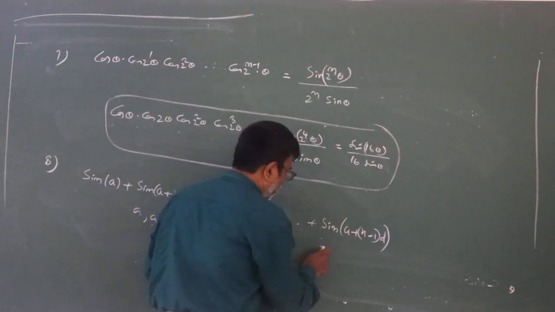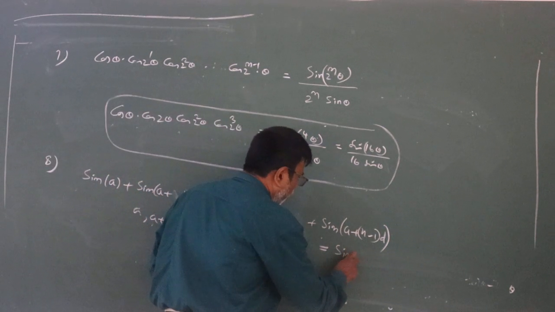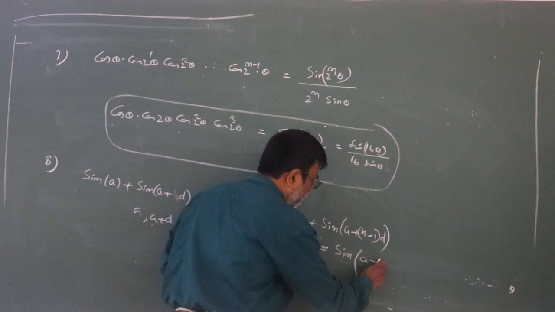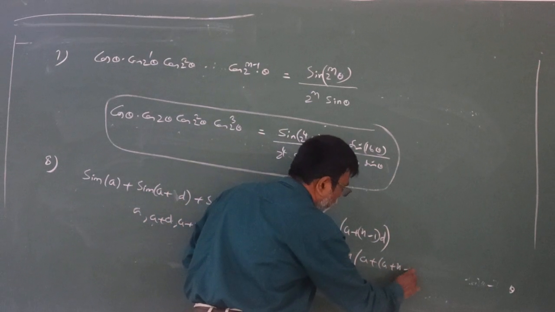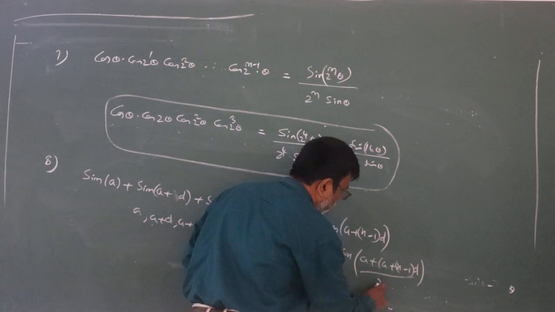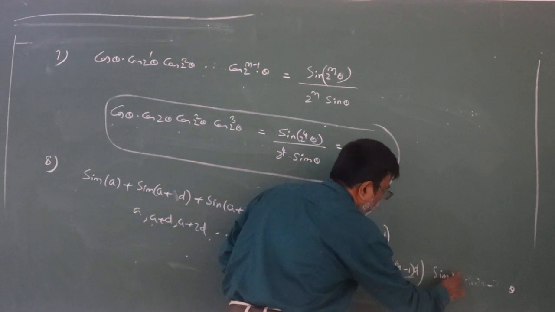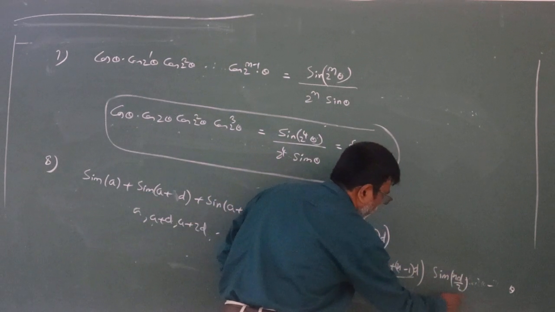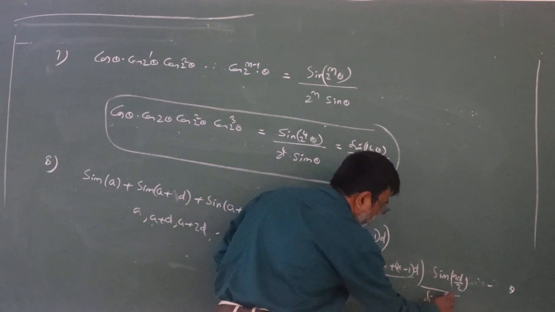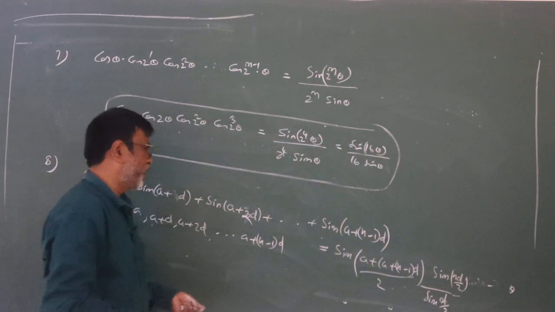The shortcut is like this. Remember that the sum is sin of (first term plus last term, a + (n − 1)d) by 2, into sin(nd/2), by sin(d/2). This is the formula. This is the very important shortcut.